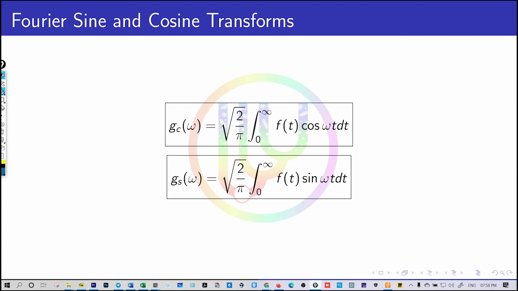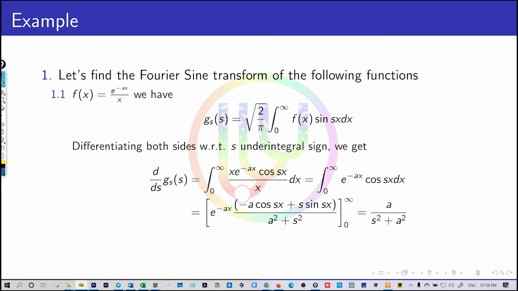So root 2 by pi integral 0 to infinity of t cos omega t dt. This is cosine transform, and this is sine transform. Okay, so let's do an example for this also. Let's find the Fourier sine transform of the function f of x is equal to e raised to minus ax by x. And so gs of s is equal to root 2 by pi integral f of x sine sx dx.